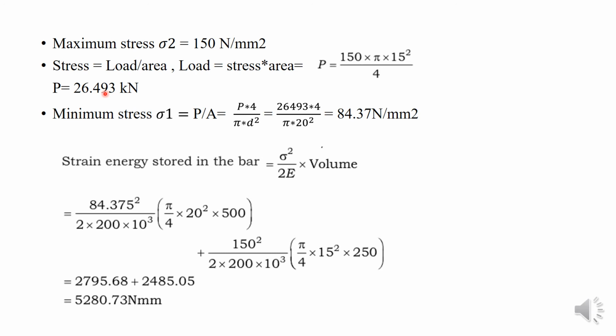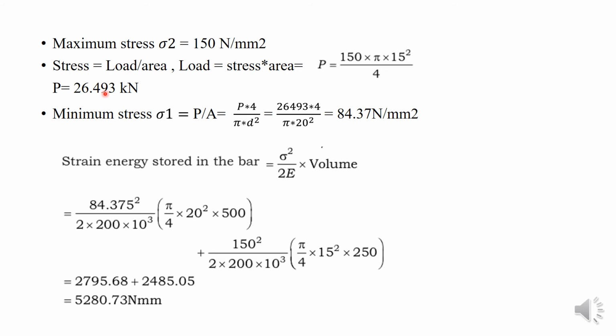Now we have to find the value of strain energy for the two different sections. For that we have the stress value for the second section, and we do not have the stress value for the first section. So let us find the stress for section 1 first. What is sigma 1? Sigma 1 is equal to load divided by area, and the load is the same for both sections. So the load, which is 26.493 kilonewton, divided by area gives the minimum stress. We know the diameter of the first section is 20 mm, so pi by 4 into d square is the area for the first section, so the stress induced on the first section is 84.37 newton per mm square.